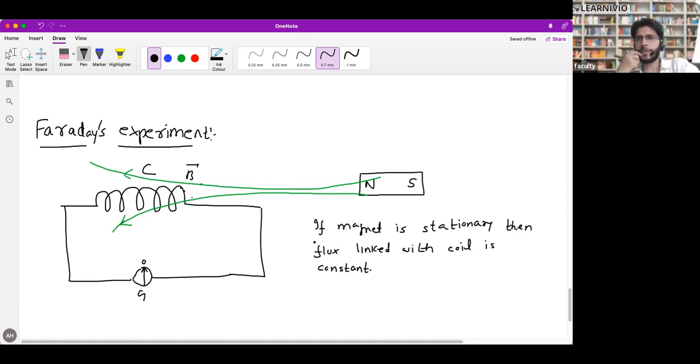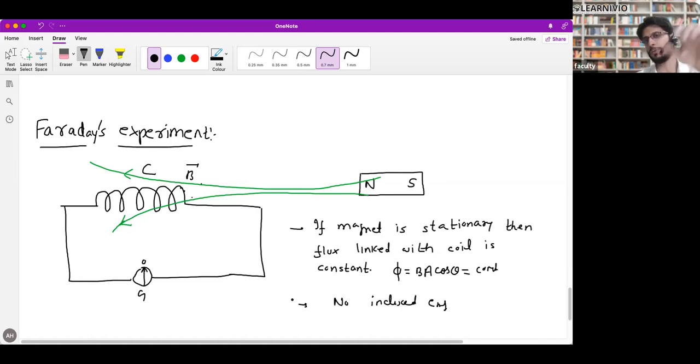So if the magnet is stationary, then the flux linked with the coil is constant. You can write this as flux is BA cos theta, which is equal to a constant. Magnetic field is constant, area of the coil is constant, angle is constant. I'm not rotating the magnet or this coil, so it's a constant flux. If flux is constant, that means no induced EMF. No induced EMF means there is no EMF. Deflection in the coil would be 0.